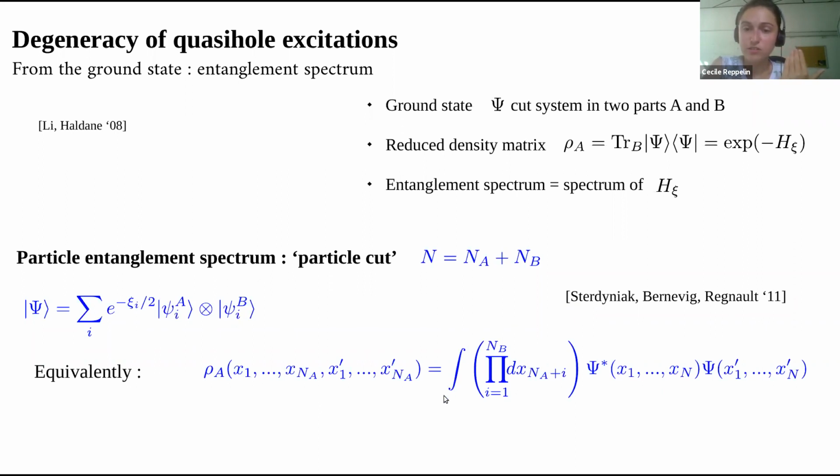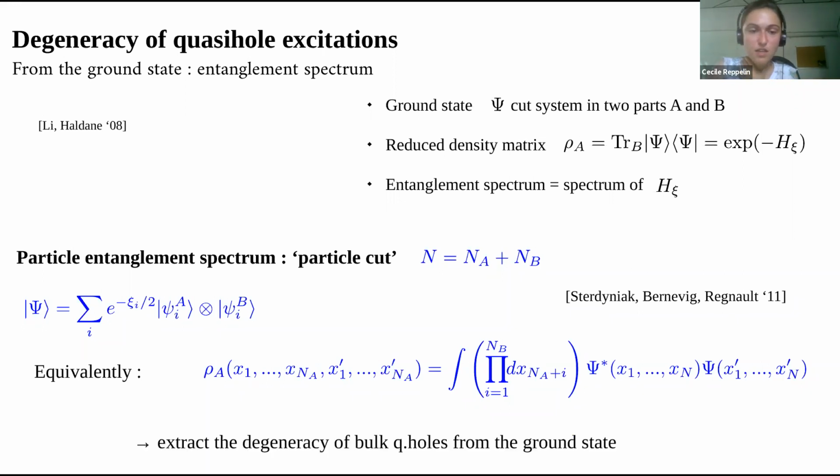And in a particle cut, when you're doing the partial trace, the integral is over the whole system. If I have a torus, it's over the entire torus. But I'm integrating over only a subset of the coordinates for the particles. If I did a geometric cut, here I would not have a product from 1 to nb, but from 1 to n, all of the particles. But then I would integrate only from 0 to L, for example, and then from L to 2L would be left free. So that's a way to extract the degeneracy of quasi-holes from the ground state, as was shown in this paper.